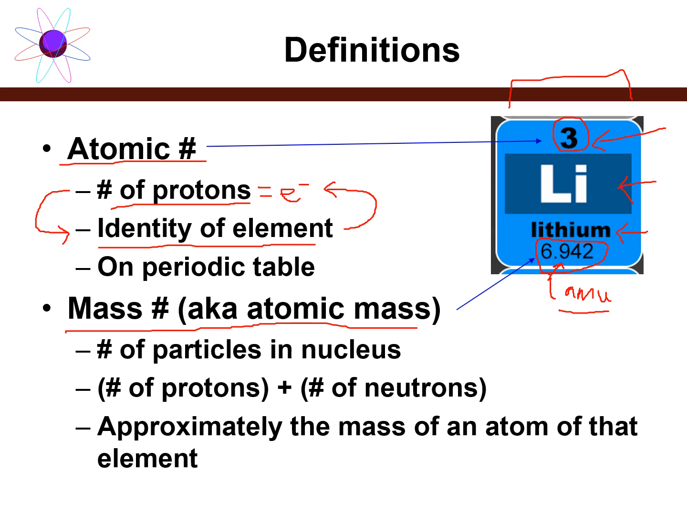And so this mass number is going to be the number of particles in the nucleus. And so here we have approximately 7 particles. And so some of those, for lithium, some of these 7 are going to be protons, and some of those are going to be neutrons, because this 7 is the sum of all of the protons and neutrons in its nucleus. And it's going to be approximately the overall mass of the atom, of that element, because the electrons really don't add much to the weight.